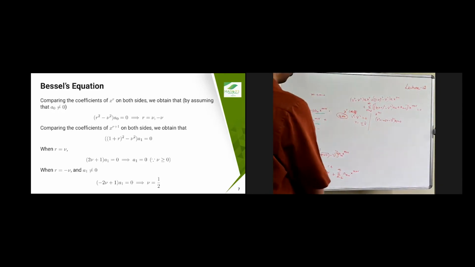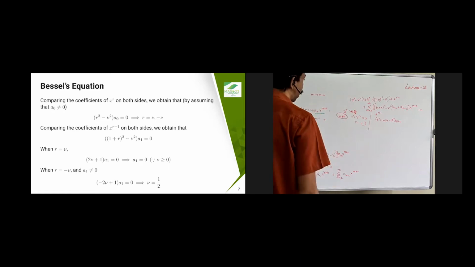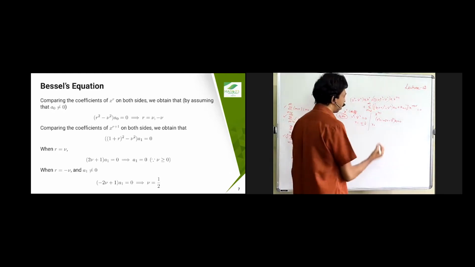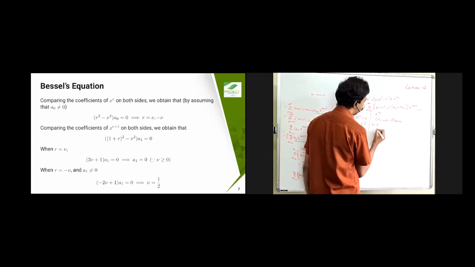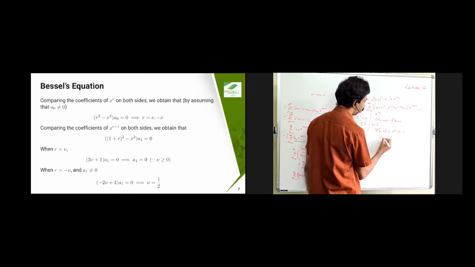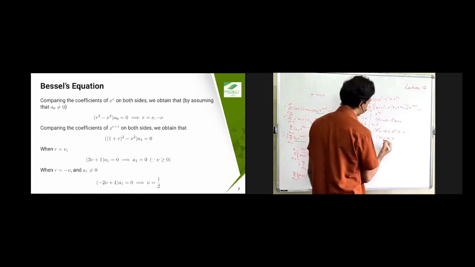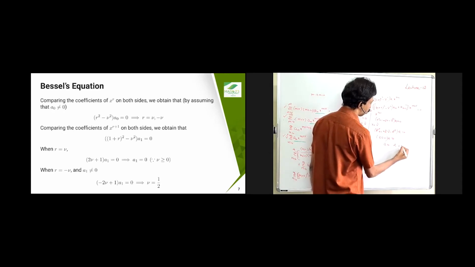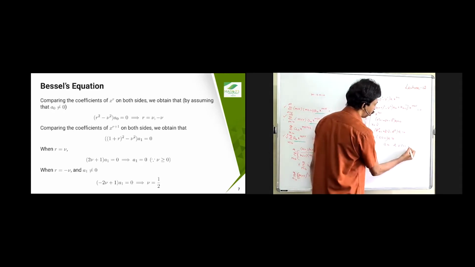Now here the second one, r square plus 1 plus 2r minus u square. So let us consider one case: r equal to u. If r equal to u, then I am going to get u square plus 1 plus 2u minus u square, into a1 equal to 0. So u square gets cancelled, and I am going to get (2u plus 1) into a1 equal to 0. So there are two possibilities: either a1 equal to 0 or 2u plus 1 equal to 0. If 2u plus 1 equal to 0, then I am going to get u equal to minus 1 by 2.